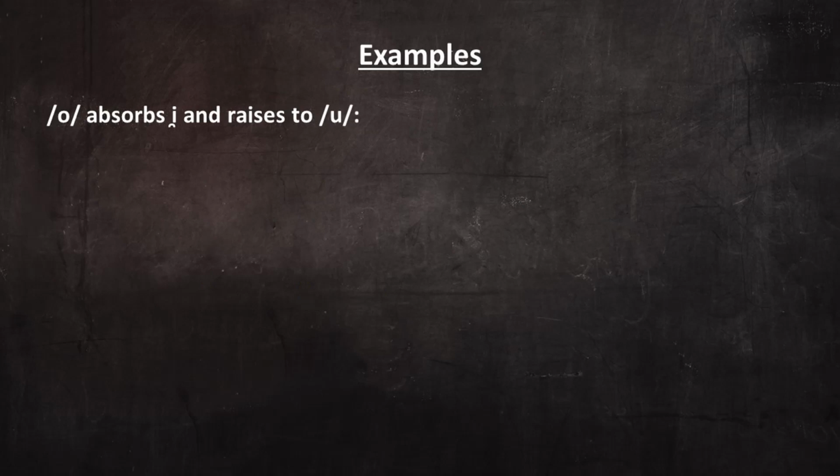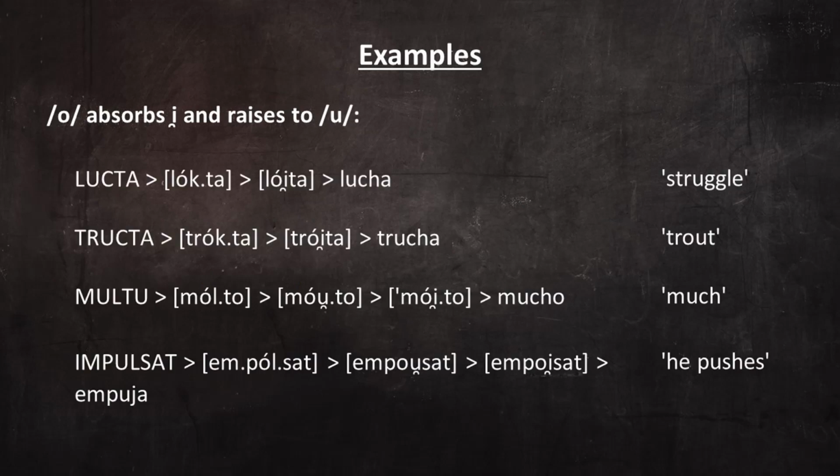Closed O absorbs I and raises to U. Here the K vocalizes, with lokta becoming loita, and then the O absorbing the I and raising to U, lucha. Same situation here with trokta becoming troita and then trucha. Here ul vocalizes to U, with molto becoming muito. Then U fronts to I and finally gets absorbed. Molto to moito and eventually mucho.